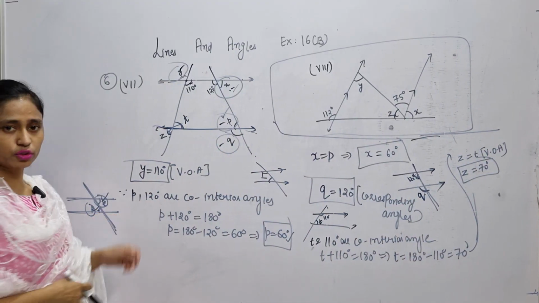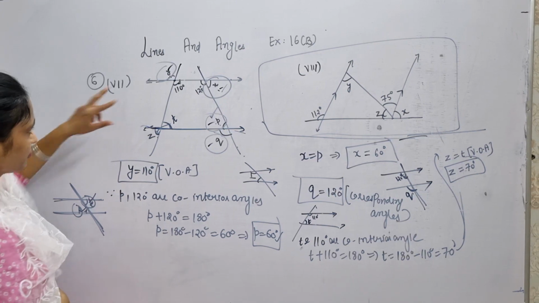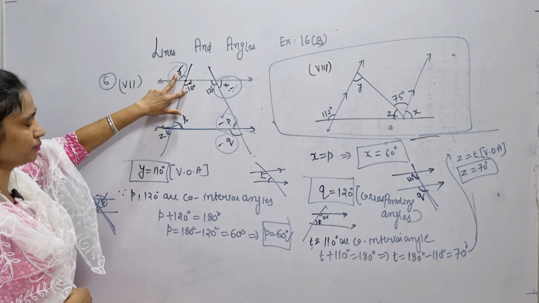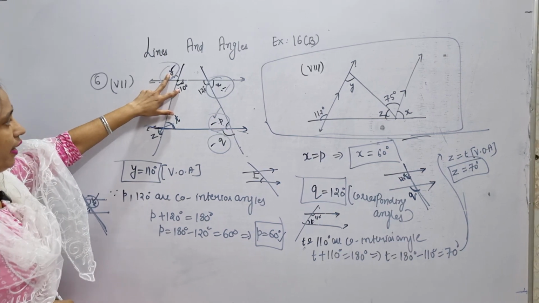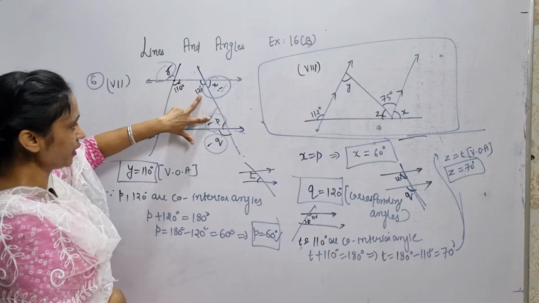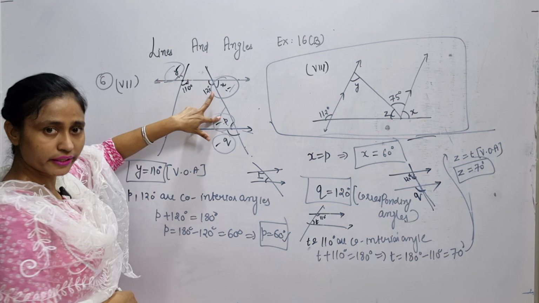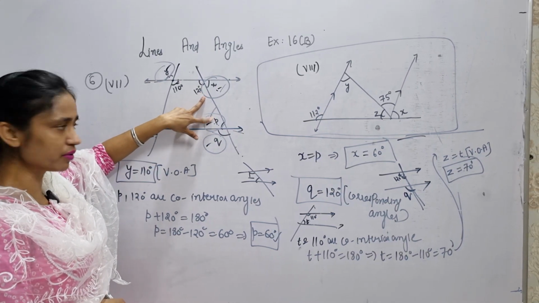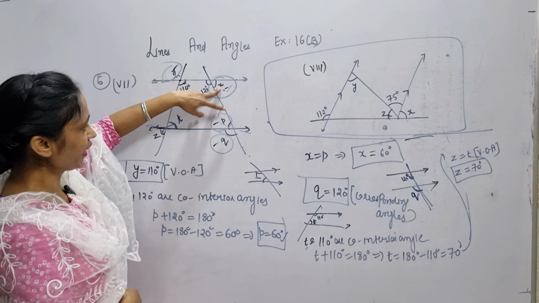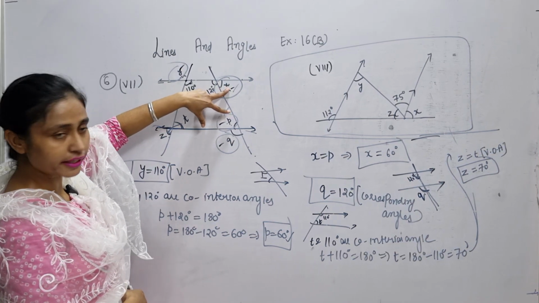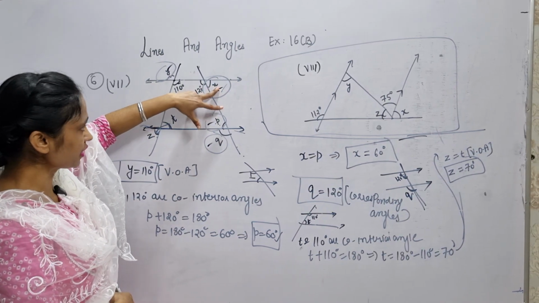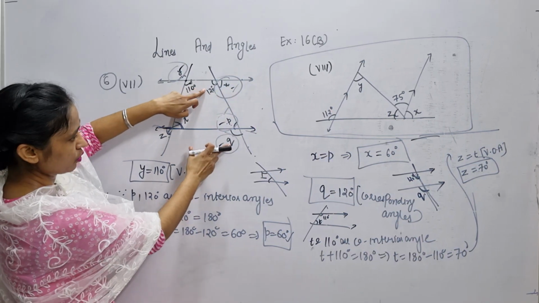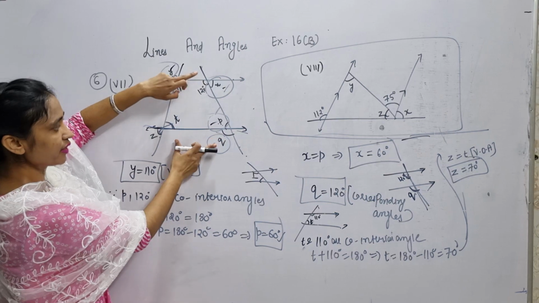Okay. I would like to repeat again for this part. Okay, why we have equated with this vertically opposite angle. Okay, and here we have applied co-interior angles, 120 and p plus 120 is equal to 180, that means p will be equal to 60 degree. Here we have applied alternate interior angles. Okay, then here again we have applied corresponding angles.